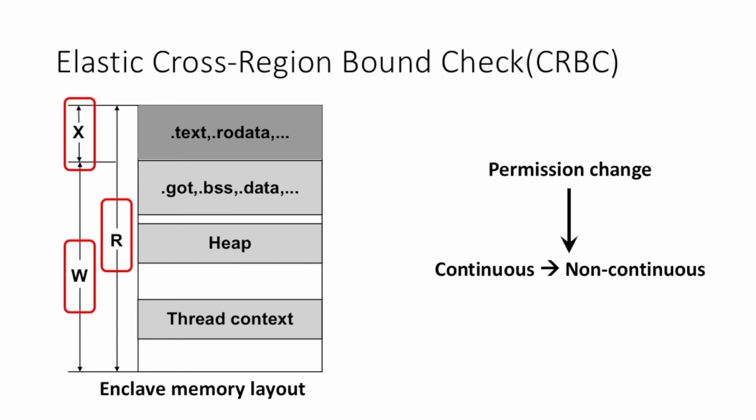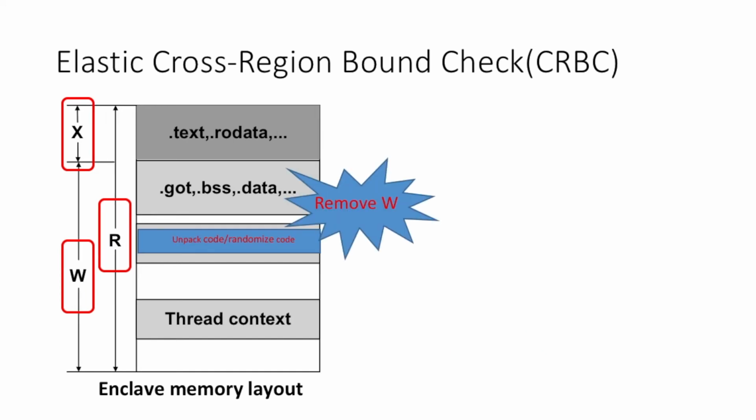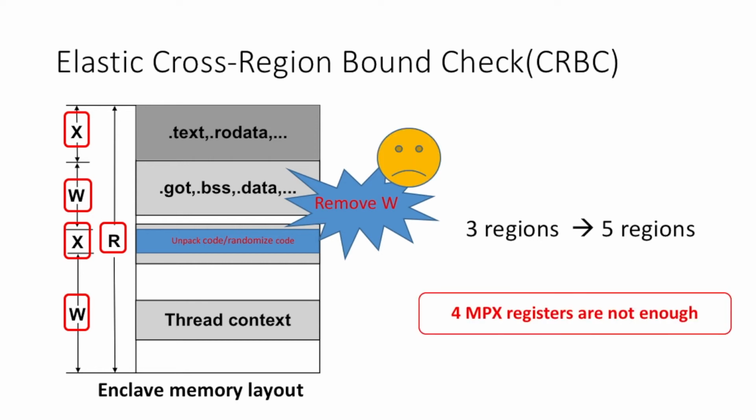But in this layout, if you want to change the permission at runtime, it will cause these regions to be non-continuous, which causes the number of registers we need to exceed the number of MPX registers. For example, after you unpack or randomize the code, you want to remove the readable permission, but it will split the readable region, which causes the number of regions to change from 3 to 5.